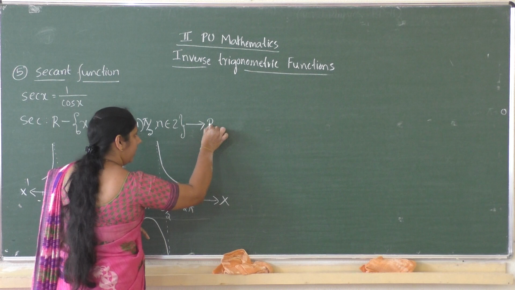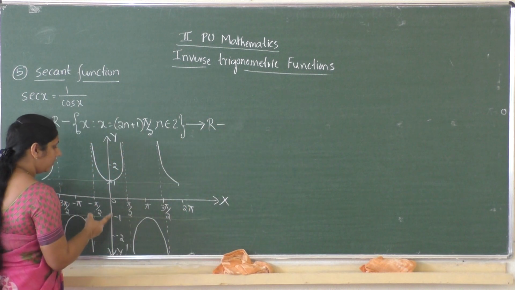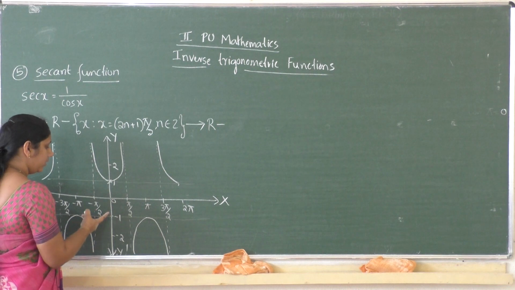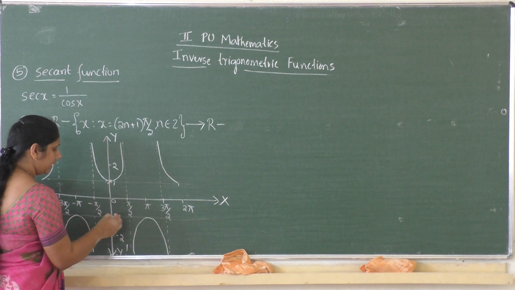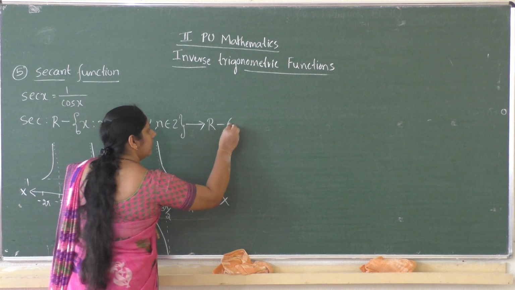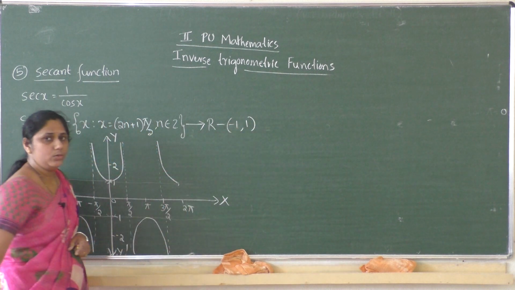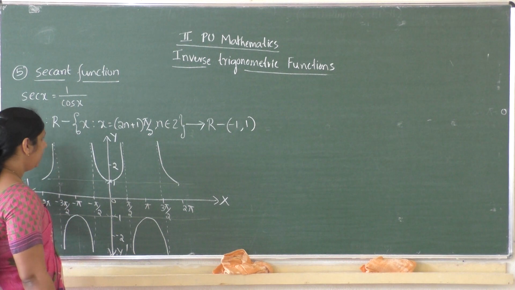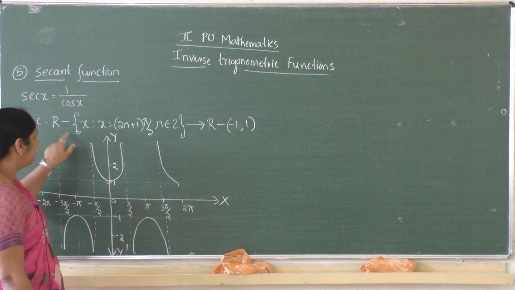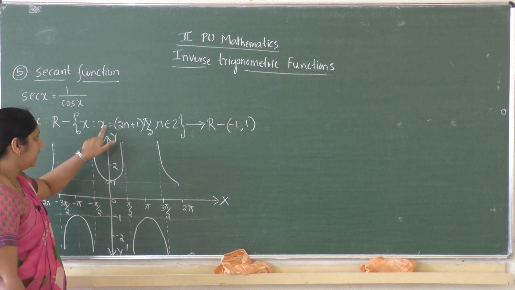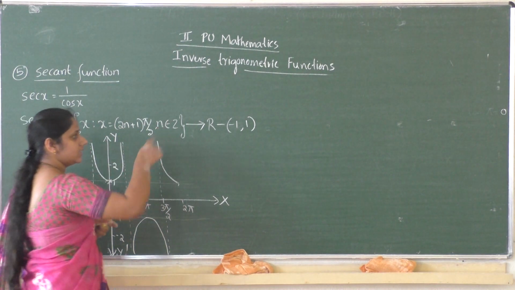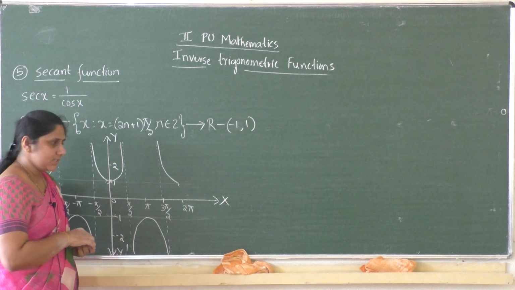So R minus, since both minus 1 and plus 1 are included, we have to remove this open interval minus 1 to 1. So this is the range of the secant function. So sec is a function from R minus the set of all x such that x equals (2n plus 1) pi by 2, where n belongs to Z, and the range is R minus the open interval minus 1 to 1.